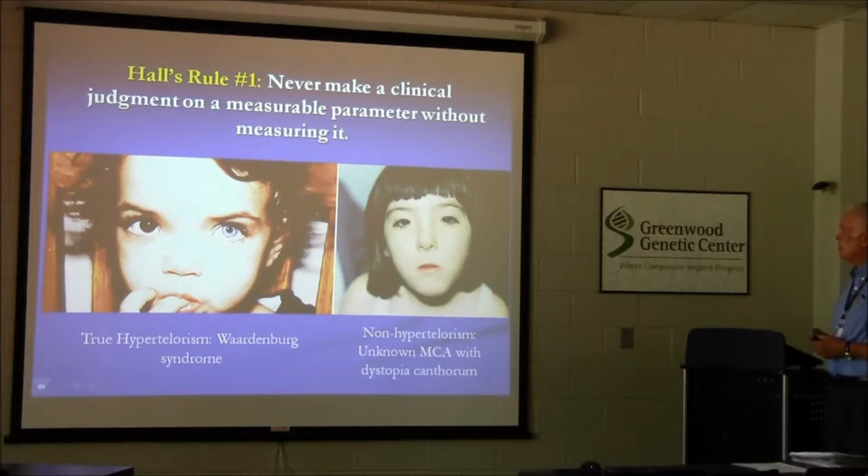Here are 2 individuals, one who has true hypertelorism, Waardenburg syndrome, and that's by measurement from the mid pupil to the opposite eye mid pupil. This individual looks like they're hyperteloric, but it's artificial unless you measure this distance here to find out that it is in fact normal, but this distance from the medial canthus to the medial canthus of the opposite eye is increased, and this is called dystopia canthorum.